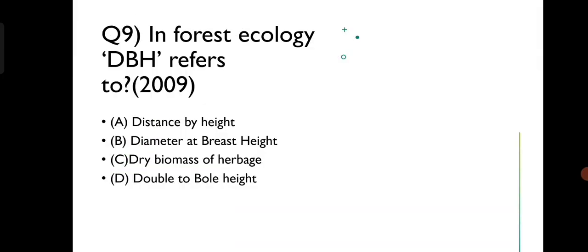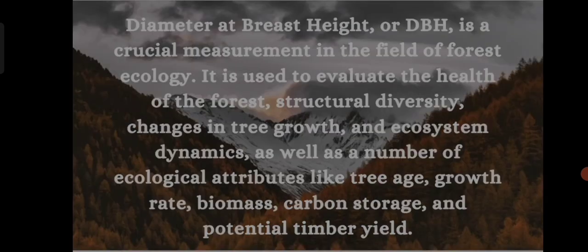Here our next question is: in forest ecology DBH refers to. Again we are having 4 options and we have to find out the correct one. At first let us discuss about DBH. So in forest ecology, DBH is a commonly used abbreviation that stands for diameter at breast height. DBH is a standard measurement in forest inventories and ecological studies, representing the diameter of a tree's stem or trunk at a height of approximately 1.3 meters, that is 4.25 feet above the ground.